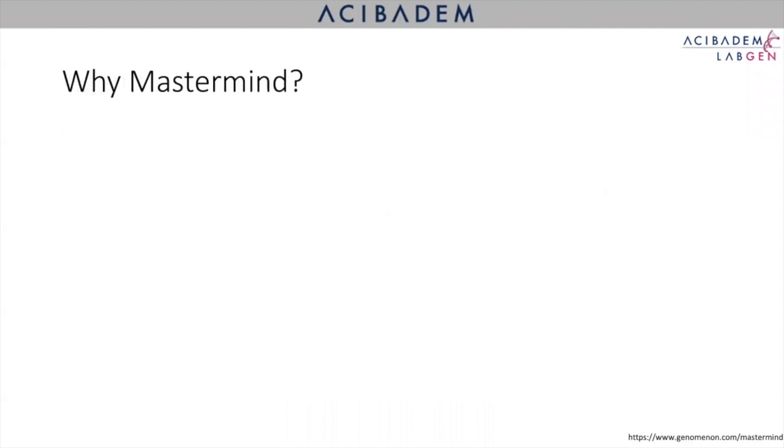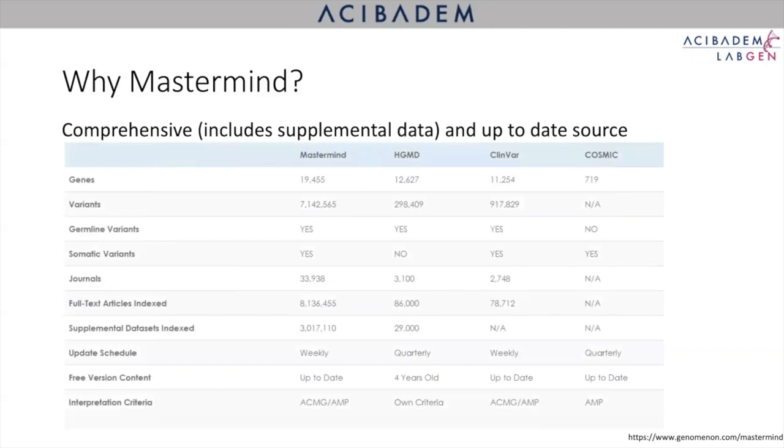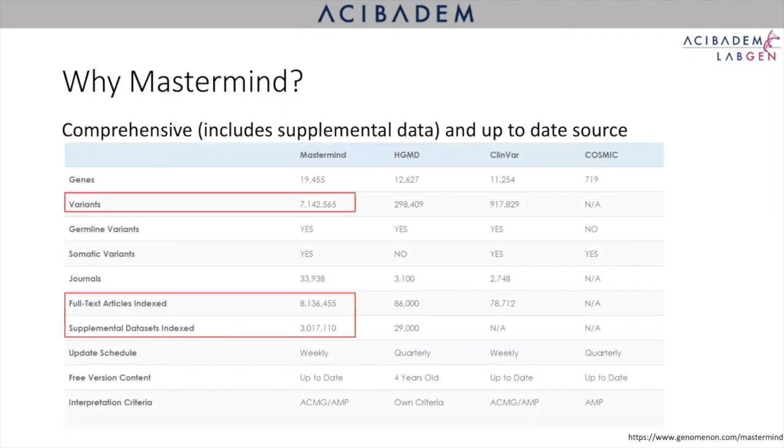So we have been using Mastermind Professional Edition since January 2021 and have implemented it in our SNV and CNV search. And why we use Mastermind? It is comprehensive, and compared to other sources, it has an impressive number of variants, publications, and it also includes supplemental data, which is very important. And it is updated weekly rather than quarterly.